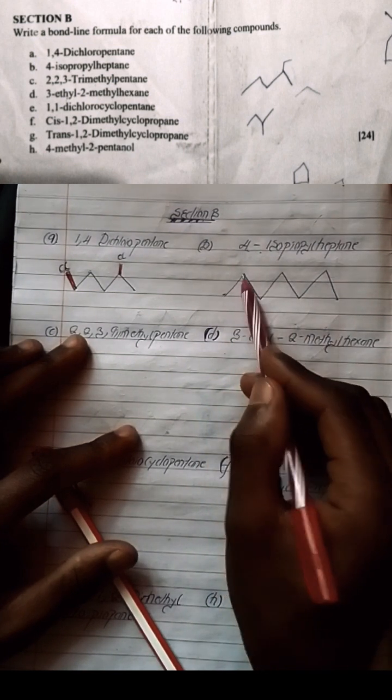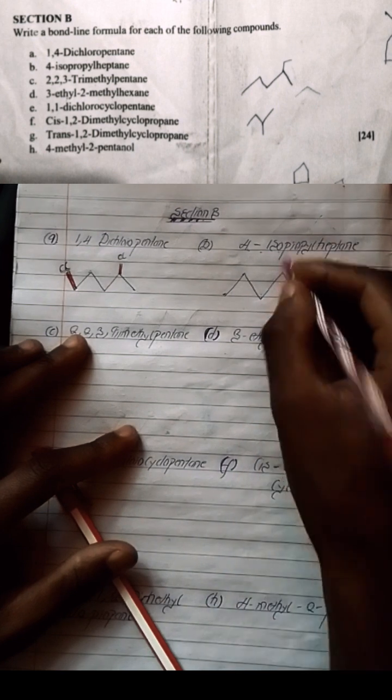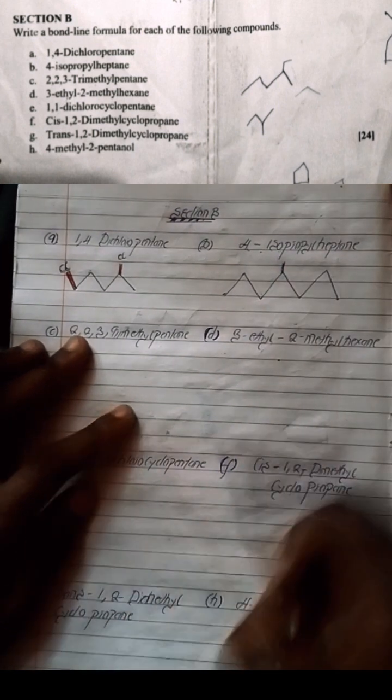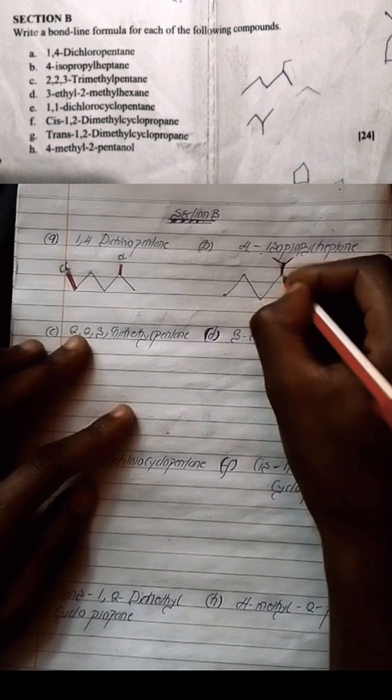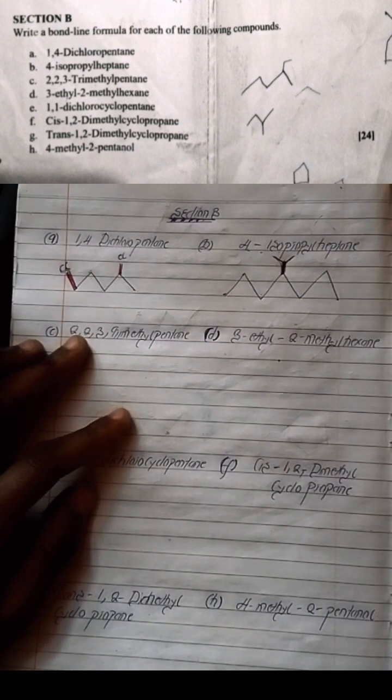So I'll say 1, 2, 3, 4. I'll put this, let me use a red pen. I'll put this isopropyl group. And the structure is done.